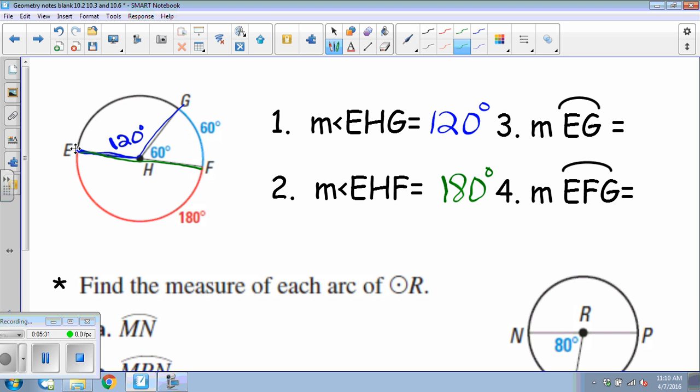Number 3, the measure of arc EG. Yes, because it's equal to its central angle, that's also 120 degrees. And then the measure of arc EFG. So from E to F is 180, and then to G is another 60, so that's 240.